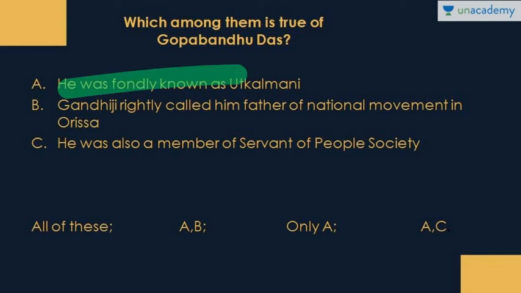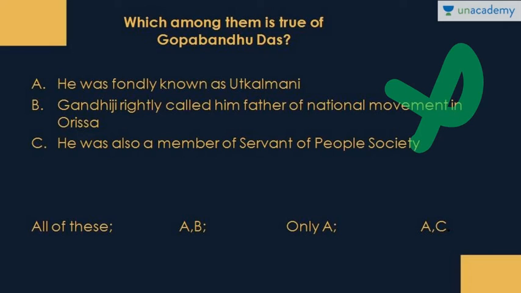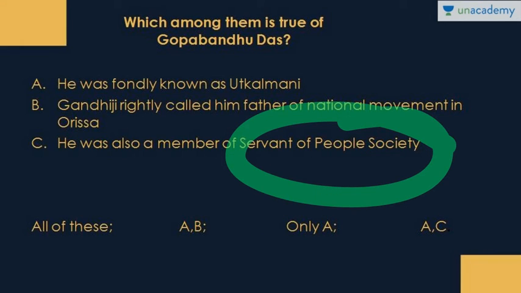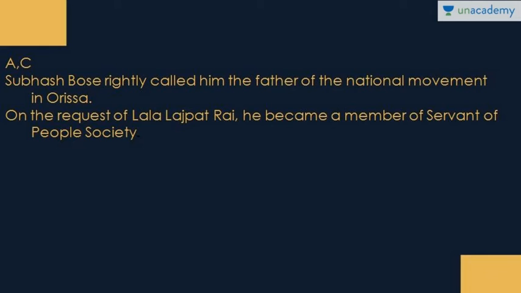So looking at the options, we know the first one is correct, right? If you look at B, it was not Gandhiji who called him the father of the national movement, rather Subhash Chandra Bose. If you look at C, yes, he was a member of Servants of People's Society. Now do mention in the comment section who was the founder of this particular society, which was formed mainly for social work purposes. So we have here A and C as the correct options.